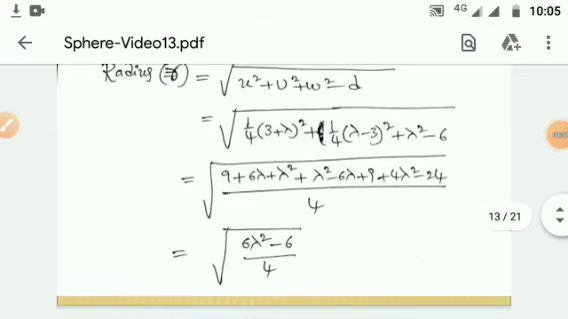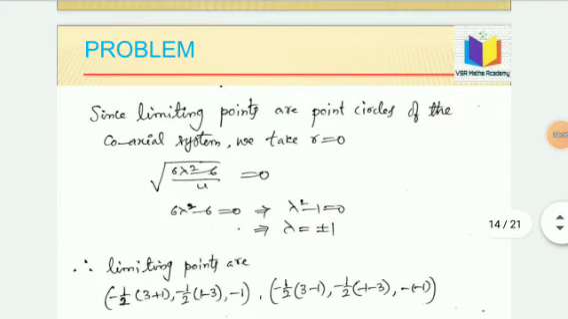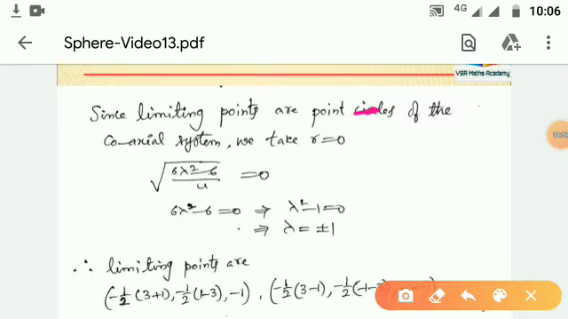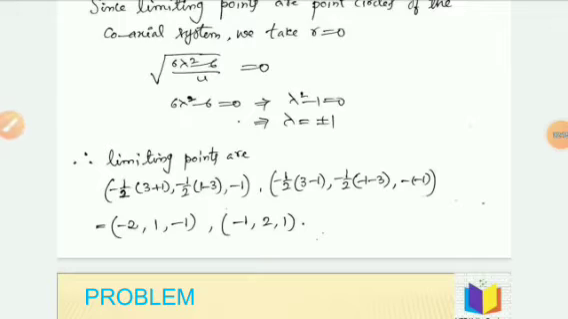So we have to find the limiting points of the coaxial system. What are the limiting points? Limiting points are nothing but the point spheres. Point spheres means the radius will become 0. By making the radius equal to 0, you will get like this. Since limiting points are point spheres of the coaxial system, we take r is equal to 0. So 6 lambda square minus 6, divided by 4, root, is equal to 0. From this you will get lambda is equal to plus or minus 1. Therefore, whenever the radius is equal to 0, we are left with lambda is equal to plus or minus 1.